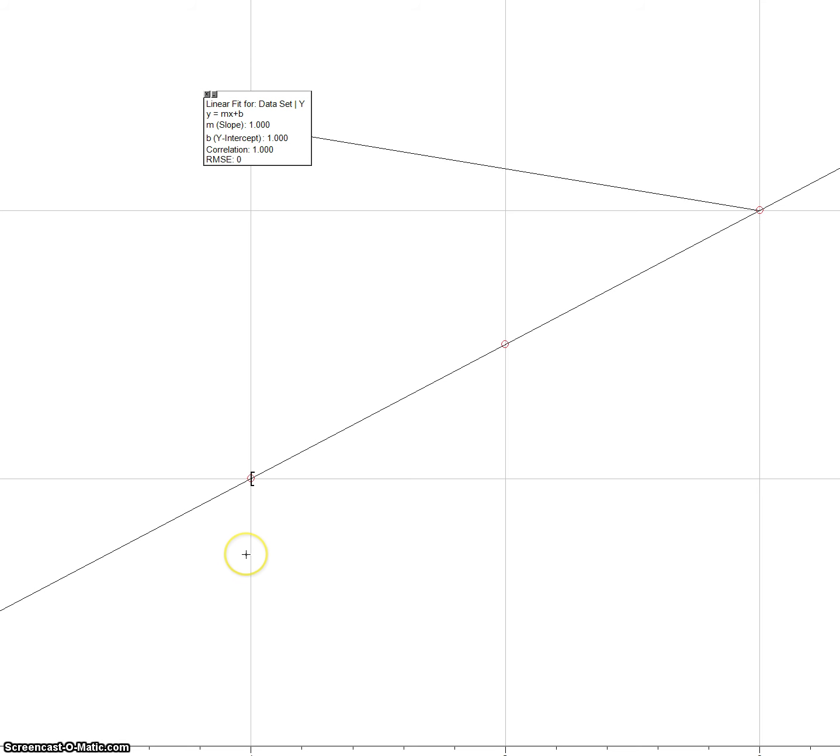Remember, delta x is x final minus x naught. And that is how you interpret graphs and get equations out of them.